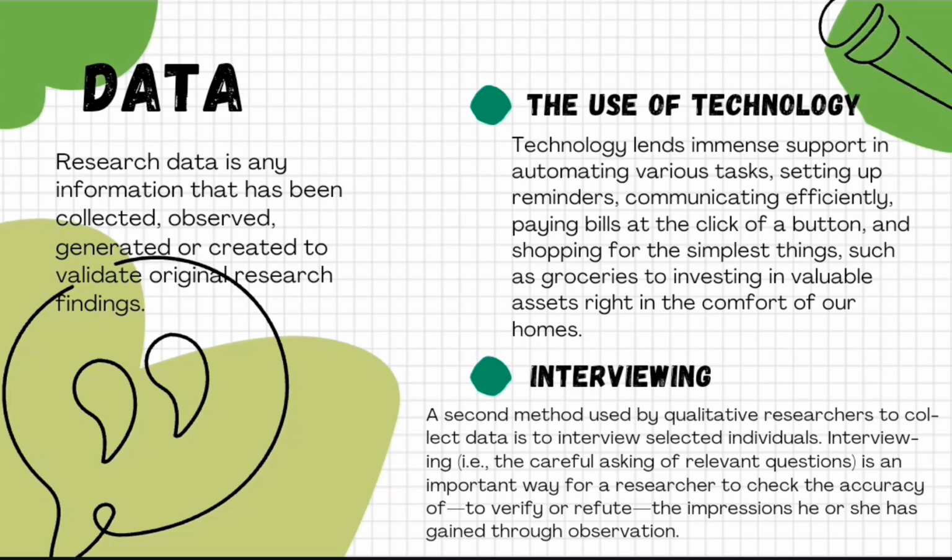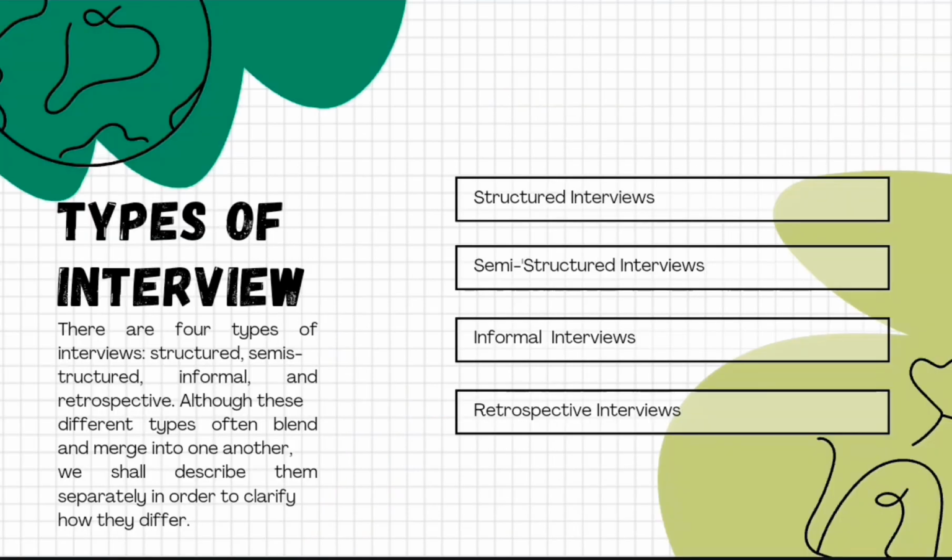Interviewing. A second method used by qualitative researchers to collect data is to interview selected individuals. Interviewing, or the careful asking of relevant questions, is an important way for a researcher to check the accuracy of, to verify or refute, the impressions he or she has gained through observation. So now let's move on to the types of interview.